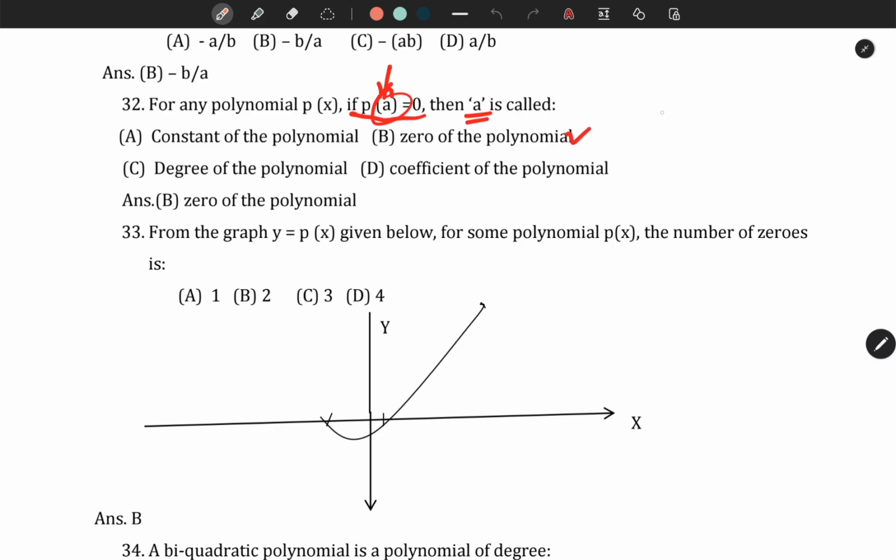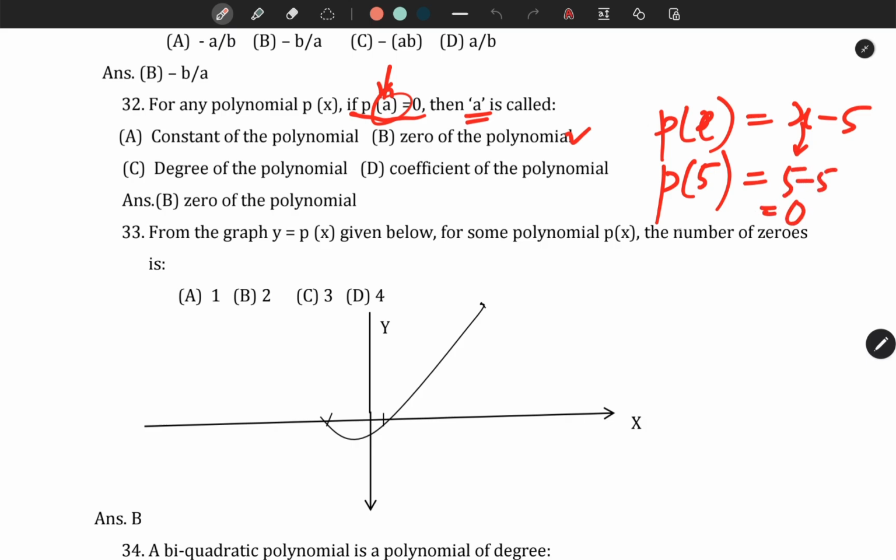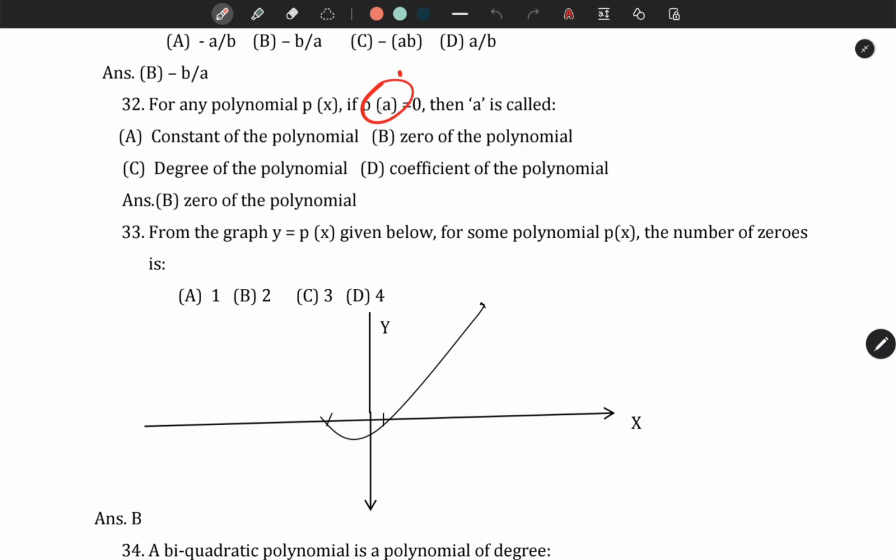For example, if I have a polynomial p(x) equal to say x minus 5. Now if I substitute in place of x, if I put 5 here, what will happen? 5 minus 5 will become 0. The answer will become 0. That means p(5) is 0. So if p(5) is 0, then this 5 is called a zero of the polynomial. In this question, it is p(a) is 0. Since p(a) is 0, then that a will be called the zero of the polynomial.